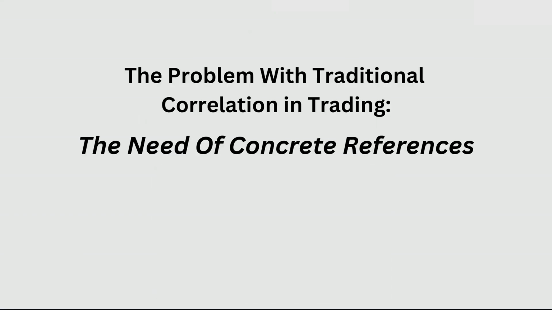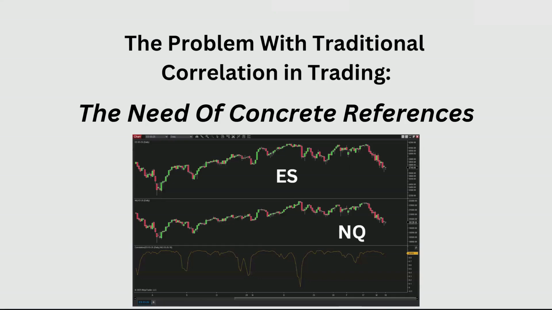The issue, guys, is that correlation is not a fixed relationship, and there's a need for concrete references for timing your position entries. So most traders assume that if two assets have been correlated in the past, they will always move together. But markets are dynamic. Correlations shift based on economic conditions and order flow.